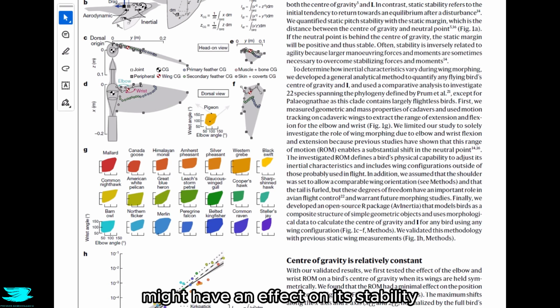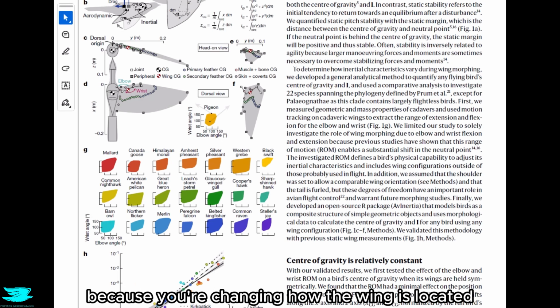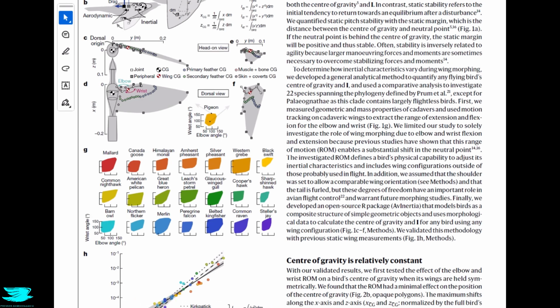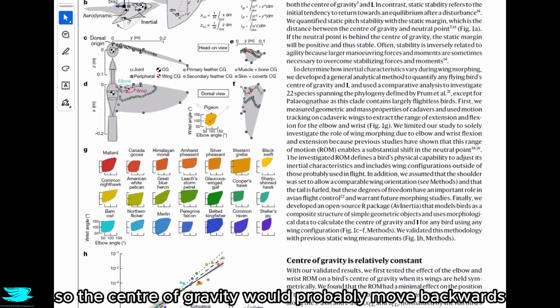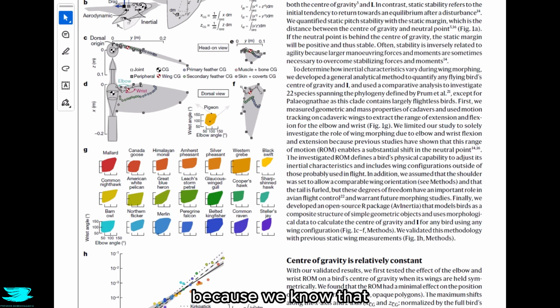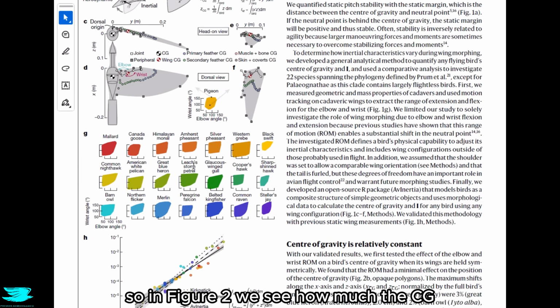Now, the amount the bird can rotate its wing might have an effect on its stability because perhaps it could change the center of gravity because you're changing how the wing is located. So pulling it back more means that the weight is being pulled backwards more, so the center of gravity would probably move backwards too. Because we know that the relationship between the center of gravity and the neutral point is heavily indicative of the stability of the bird, if the center of gravity position changes, then that will also change the stability as well.